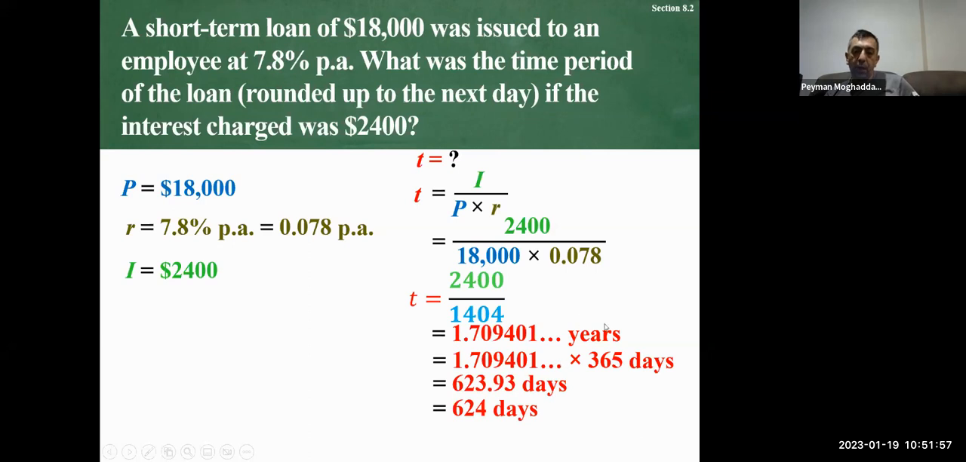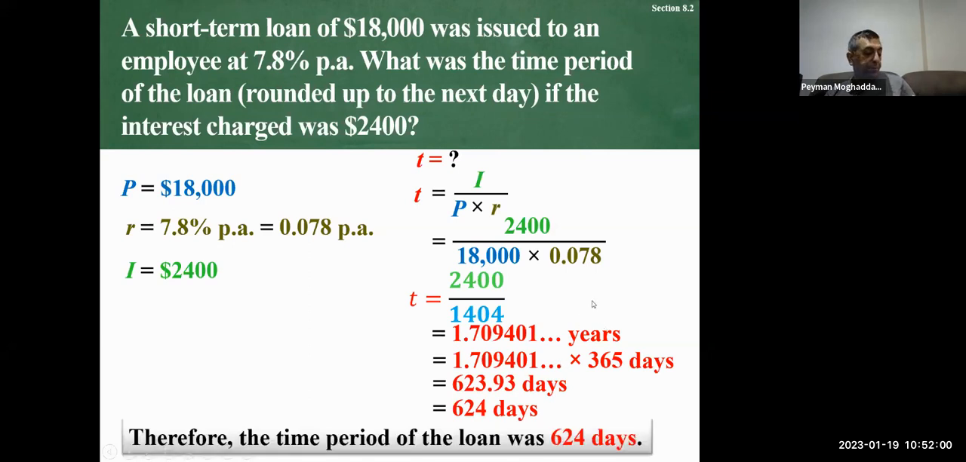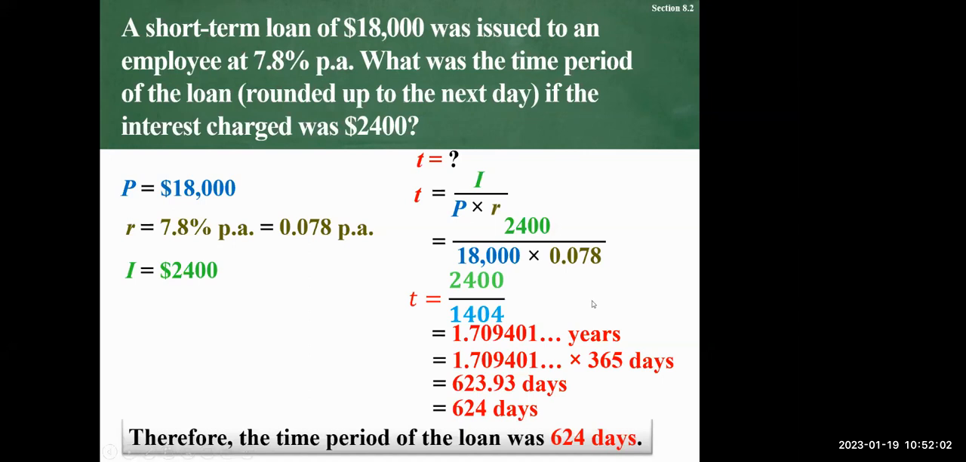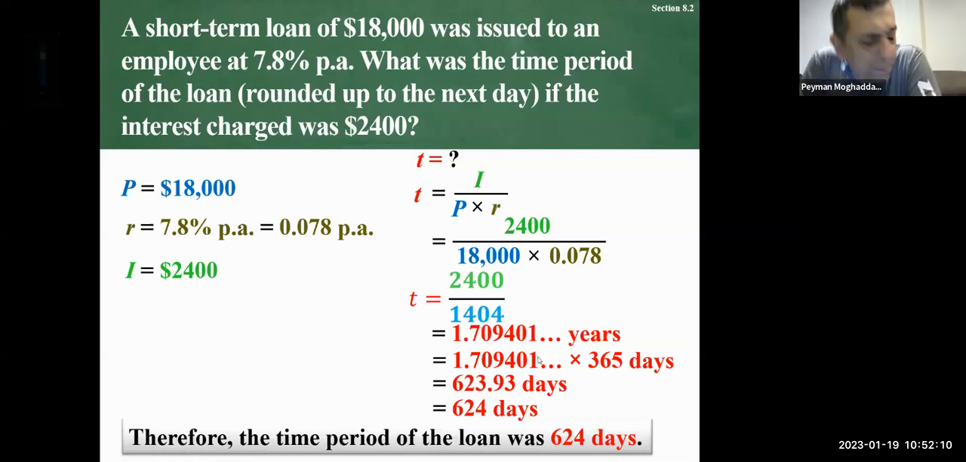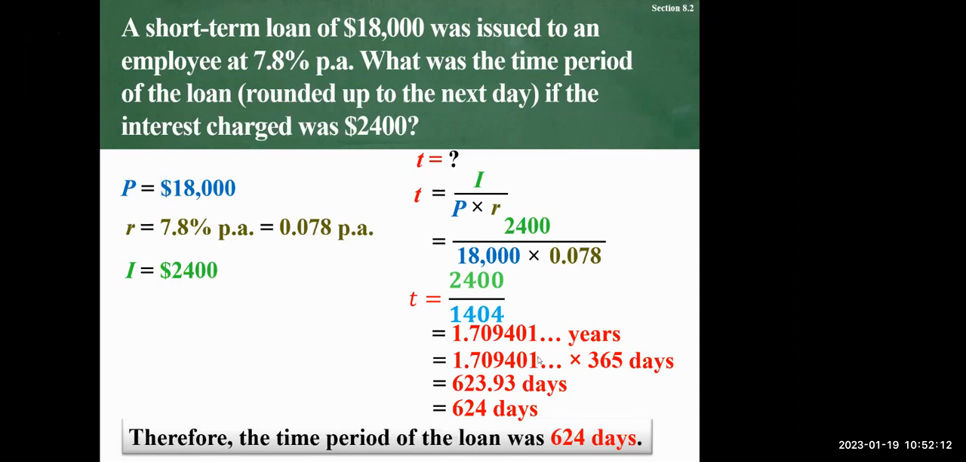Any question until now? Excuse me, sir. Is it necessary to calculate in days? As we multiply it by 365, is it mandatory to calculate in days, or can we just say 1.70 years?